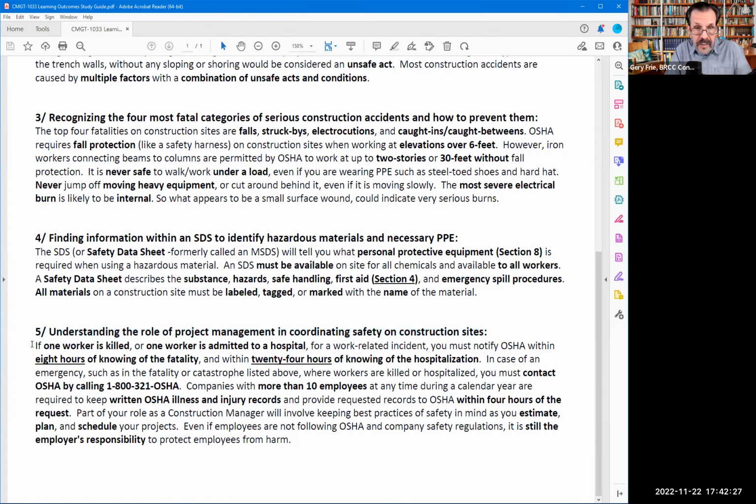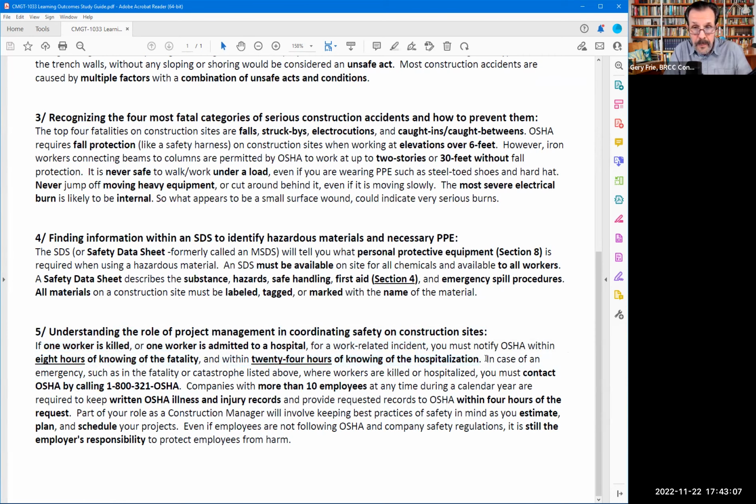So the first sentence, I know I mentioned it a long time ago, but that's a good reason to mention it again here. And it'll be coming up for exam number 4 and for the final exam too. But first sentence: if one worker is killed on your job site or one worker is admitted to a hospital, again, for a work-related incident, you must notify OSHA within 8 hours of knowing about the fatality and within 24 hours of knowing of the hospitalization. So you have 8 hours to contact OSHA if there's a fatality on your job site, and 24 hours if there's a hospitalization.